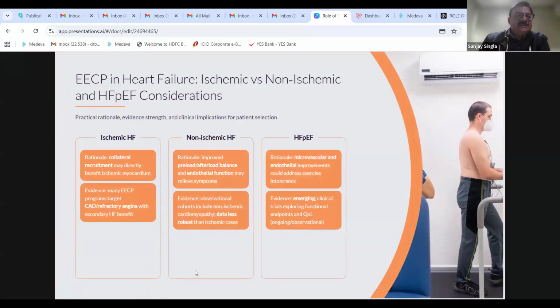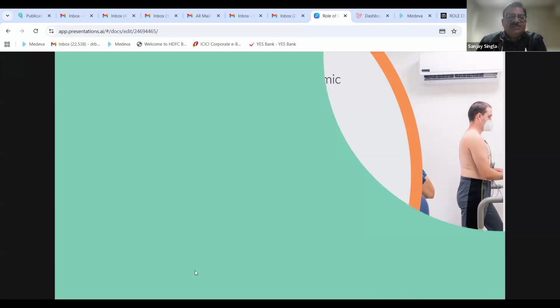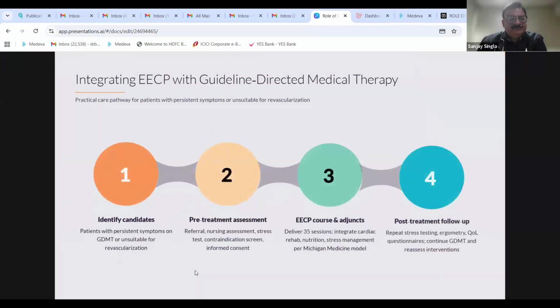Now, coming to these things, in which areas can we give EECP? Ischemic heart failure, it is beneficial, no doubt about that. Non-ischemic heart failure, it can be beneficial, may relieve symptoms, but the data is less robust as compared to ischemic heart failure. Heart failure with preserved ejection fraction, as I told, the data is emerging. Theoretically, we can give it because it improves diastolic augmentation. But there is still not so much data that we can put it into guidelines.